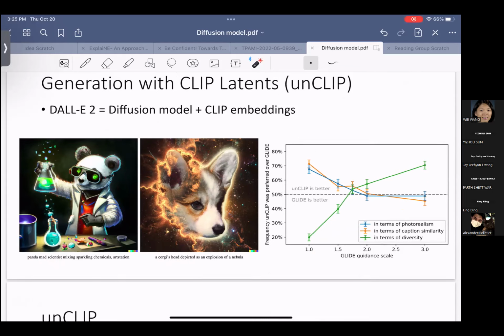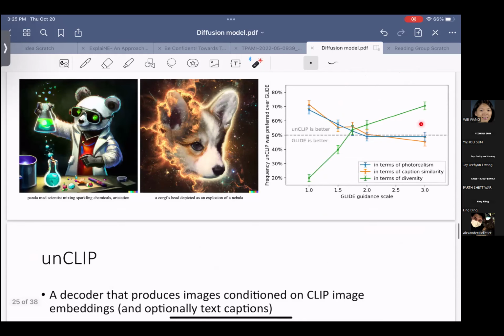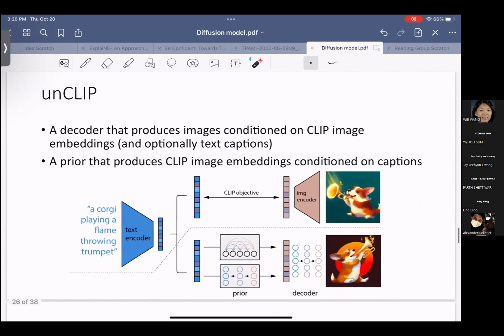I can also summarize a little bit. It's just a diffusion model plus embeddings. At this point, we should be very familiar with both of these, so we can easily get what DALL-E 2 is doing. This is just showing DALL-E 2 has good performance. Let's just skip it. For DALL-E 2, it's like DALL-E 1: a two-step process. So they are doing two things.